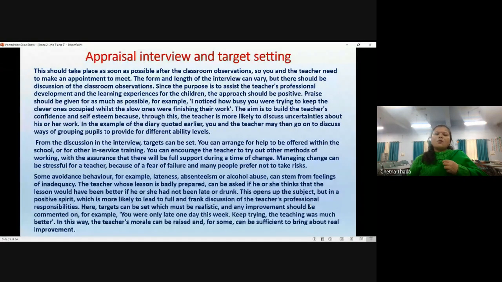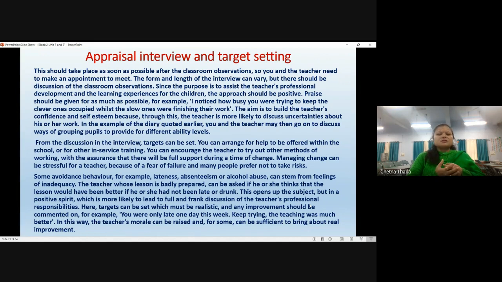So there are some avoidance behaviors, like lateness or absenteeism or alcohol abuse, that can stem from feelings of inadequacy, that the individual is not feeling adequate enough. So there are certain teachers whose lessons are badly prepared, and he or she can be asked if they think the lesson would have been better if they had not been late or drunk.